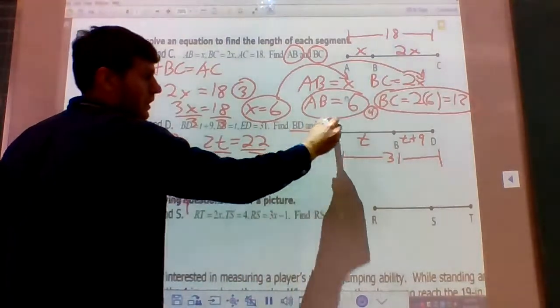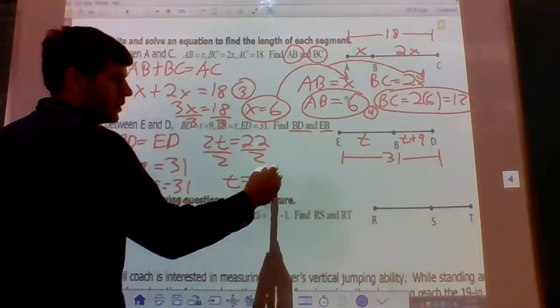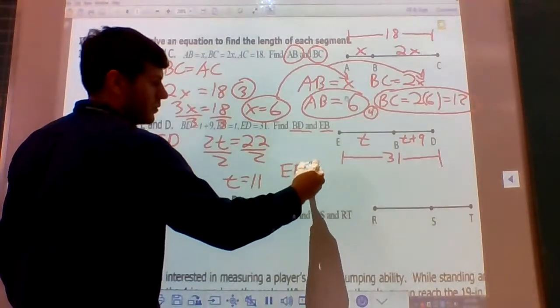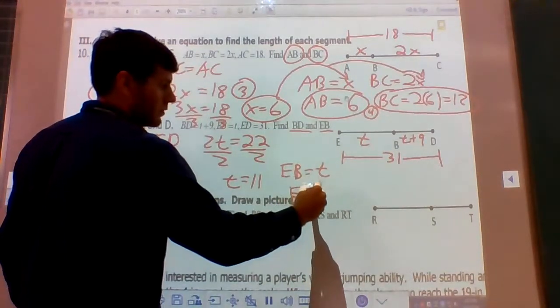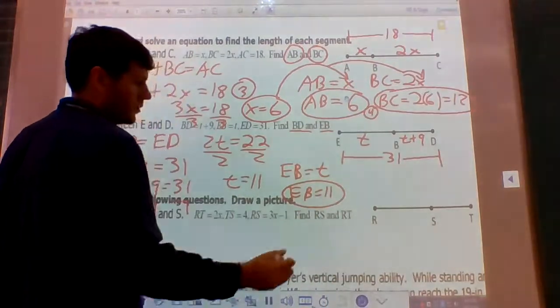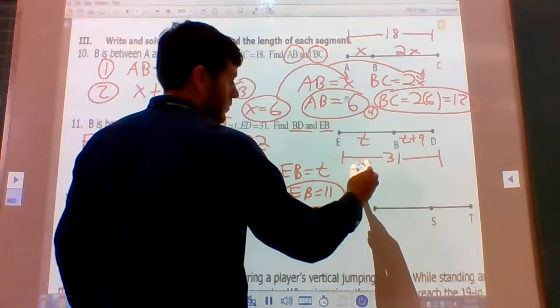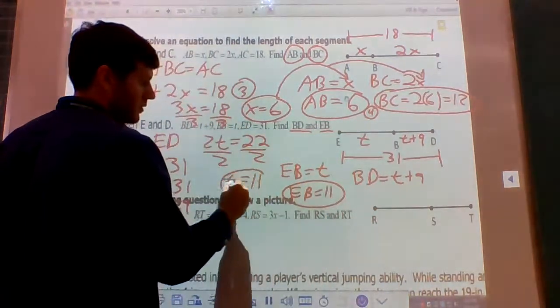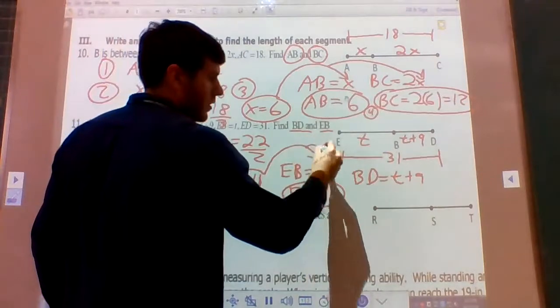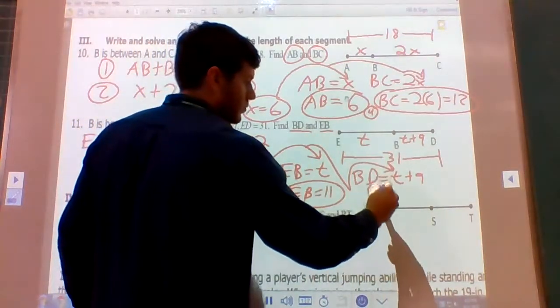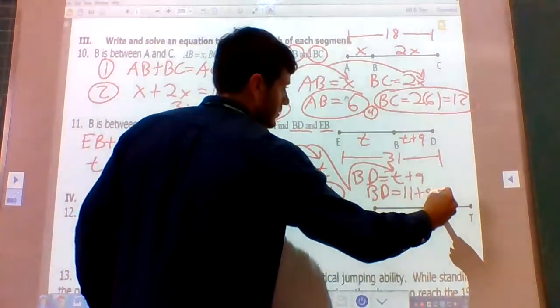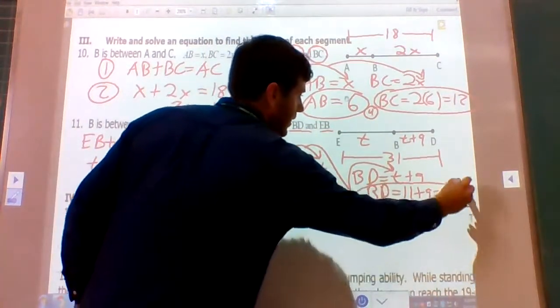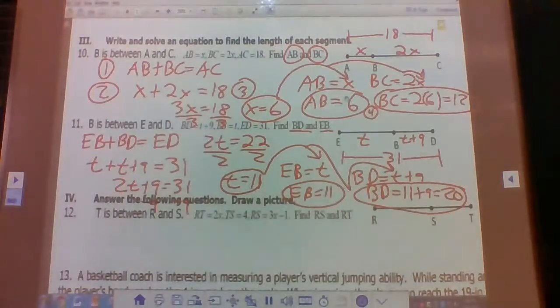But we need to find BD and EB. Well, we know EB equals T, so we know EB equals 11. Okay, and then we have BD equals T plus 9. So again, we're going to substitute in. Whoops, up here. So BD is going to be 11 plus 9, which is 20. Okay. It's 10 and 11. Let's go down to 12.